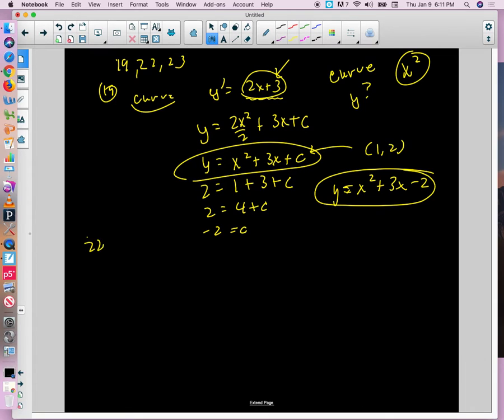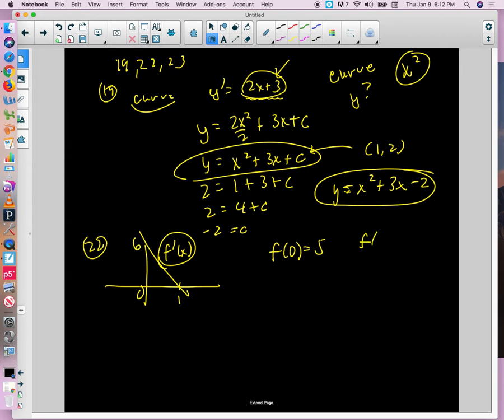Number 22. We have this thing like this. This is 6. This is f prime of x. This is 1. And so we know this is y equals f prime of x. The graph of the derivative of f is the line. We know f of 0 is 5, and we want f of 1.